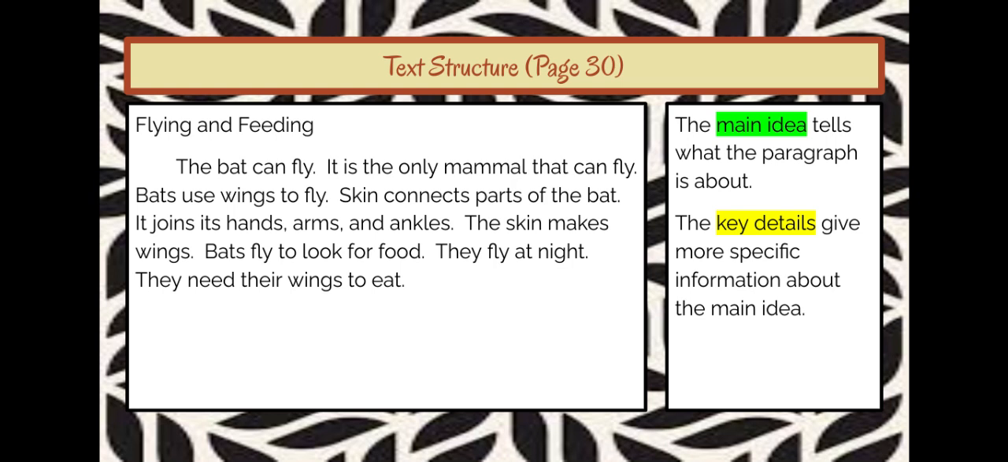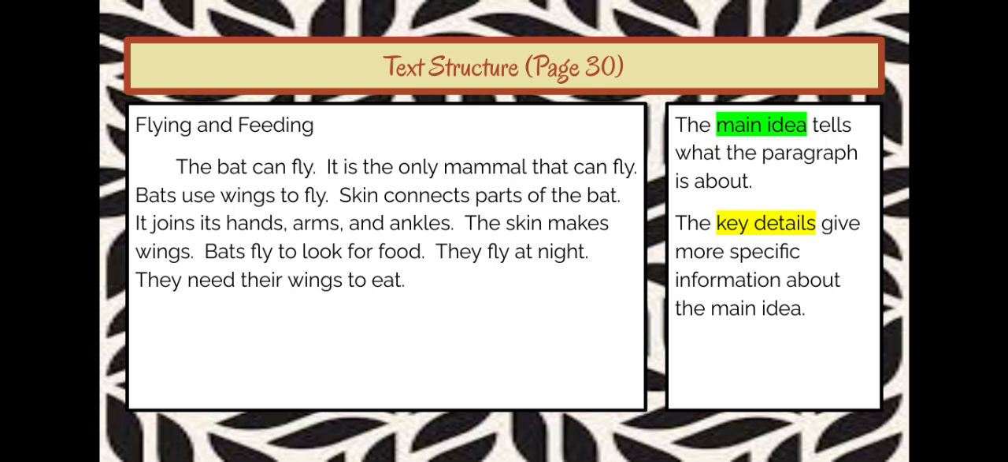Flying and feeding. The bat can fly. It is the only mammal that can fly. Bats use wings to fly. Skin connects parts of the bat. It joins its hands, arms, and ankles. The skin makes wings. Bats fly to look for food. They fly at night. They need their wings to eat.